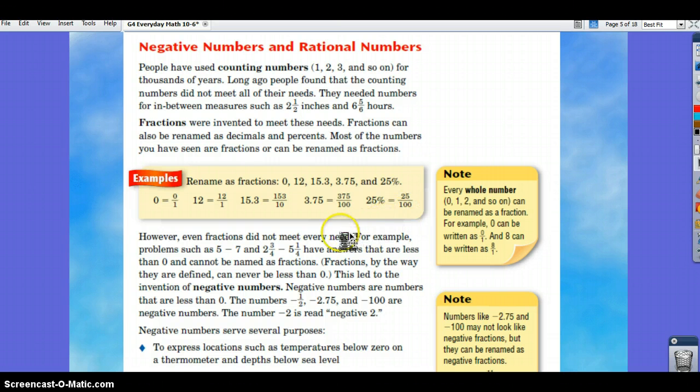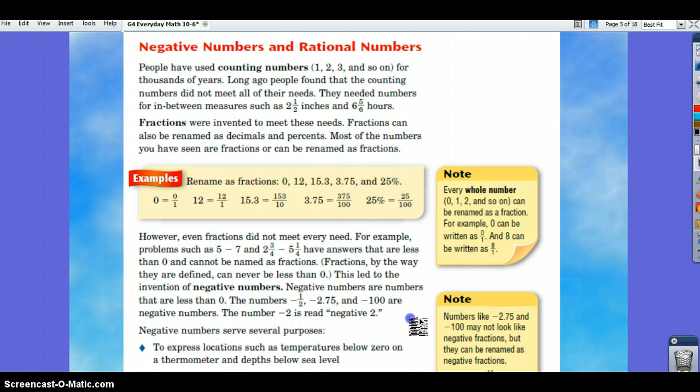However, even fractions did not meet every need. For example, problems such as 5 minus 7 and 2 3/4 minus 5 1/4 have answers that are less than 0, and they cannot be named as fractions. Fractions, by the way, are defined so that they can never be less than 0. This led to the invention of negative numbers. Negative numbers are numbers that are less than 0. The numbers negative 1/2, negative 2.75, and negative 100 are negative numbers. The number negative 2 is read "negative 2."